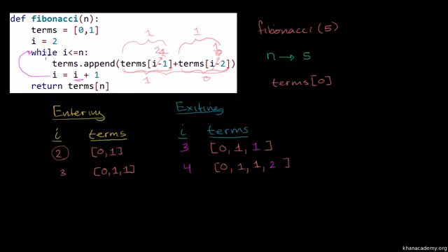Then we go again to the beginning of the loop. While i is less than or equal to n, well, i is now 4, n is still 5. 4 is less than or equal to 5. So we run this again.